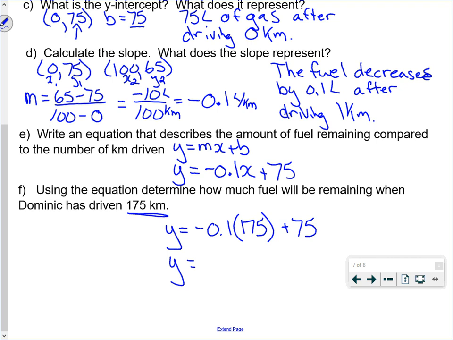And now we're just going to calculate this. So negative 0.1 times 175 is negative 17.5. And then we'll have the plus 75 at the end. When we add these two together, we will get 57.5. And what we're looking for is how much fuel, so this will be liters. So there will be 57.5 liters remaining after Dominic has driven 175 kilometers.